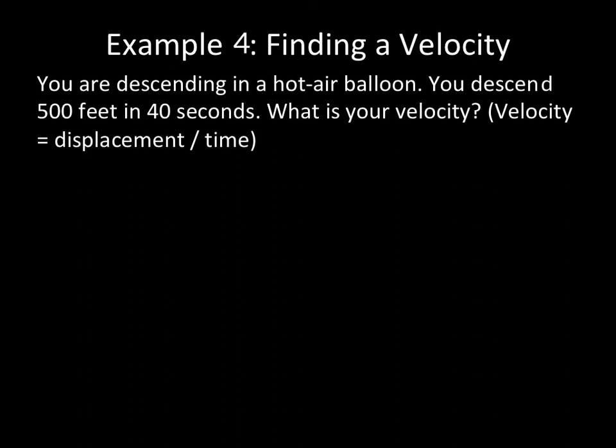When we're talking about the height of a hot air balloon, we're saying it goes up and down. So a positive velocity would indicate that it's moving upwards, whereas a negative velocity would indicate that it's going down. And some words that we like to use are ascend and descend, right? So in this problem, we're descending at 500 feet in 40 seconds. To find the velocity, my formula is actually given, where velocity is equal to displacement over time.